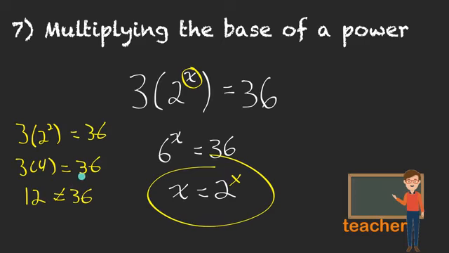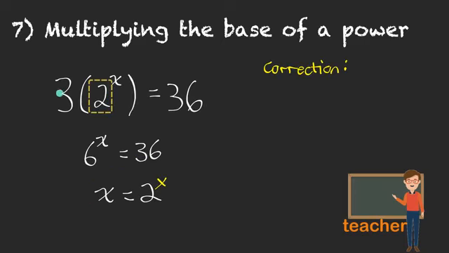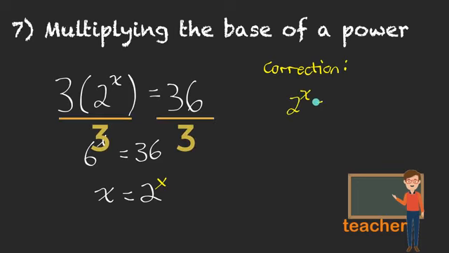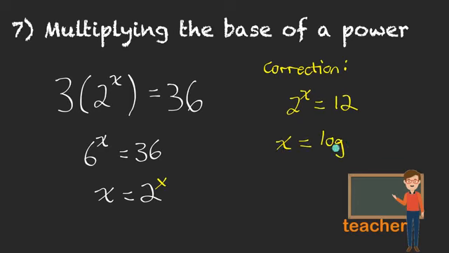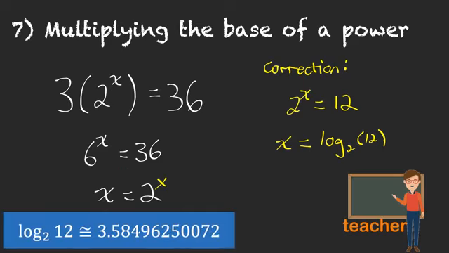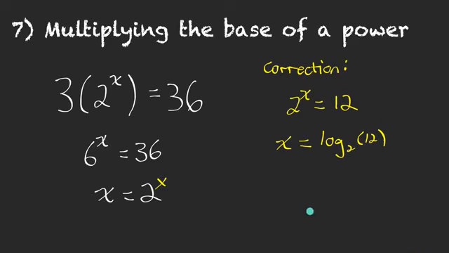But what did you do wrong? You can't multiply the base of a power by a constant. That's not how it works. So what we would have to do to solve this question is divide both sides by 3 to start off with. So I'd have 2 to the power of x equals 36 over 3, which is 12. And really what we're looking for is what exponent goes on 2 to get 12. Logarithmic functions can find us missing exponents. The exponent would equal log base 2 of 12. You can get an approximate value for that if you wanted, but that's the exponent that would satisfy this equation.